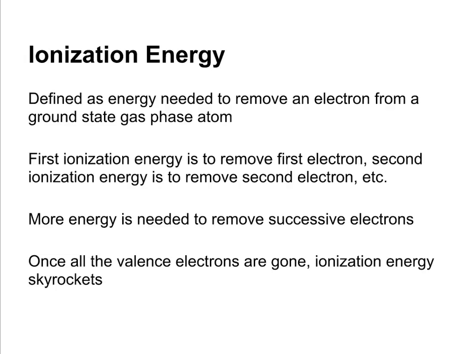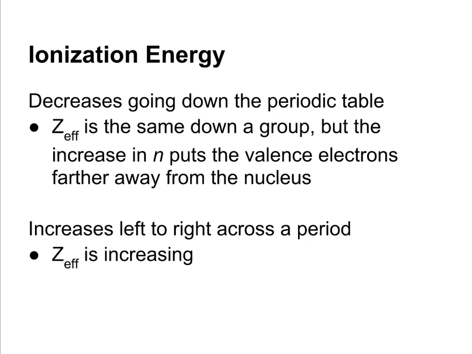The reason why, once all the valence electrons are gone, is that the next electron you're trying to remove is from a full subshell that's closer to the nucleus. And therefore, that's requiring a lot more energy due to the higher effective nuclear charge. So, the higher the effective nuclear charge, the higher the ionization energy is going to be. Ionization energy decreases as you go down the periodic table. The effective nuclear charge is the same down a group, but since there's more energy levels, it's going to put the valence electrons farther away from the nucleus, so it's easier for them to be removed.